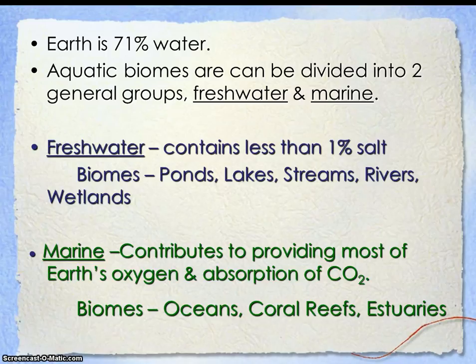The marine biome is also going to cover most of the surface area of the planet compared to your freshwater and land biomes. Your marine biomes are very, very important, not only for the habitats that are supplied, but they are very big carbon dioxide sinks. They absorb most of the carbon dioxide that's produced on the planet. And as far as the biomes that fall underneath the marine category, you have oceans, coral reefs, estuaries. Estuaries are types of wetlands.